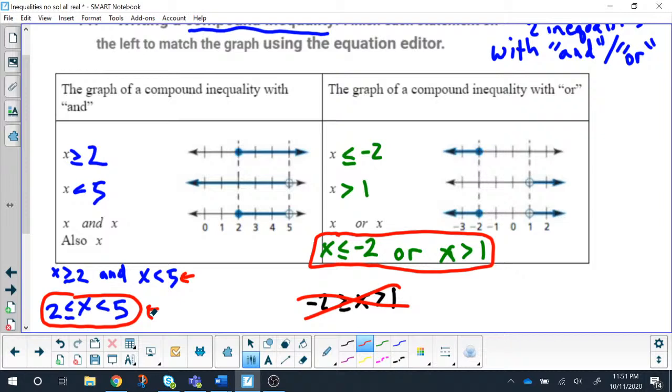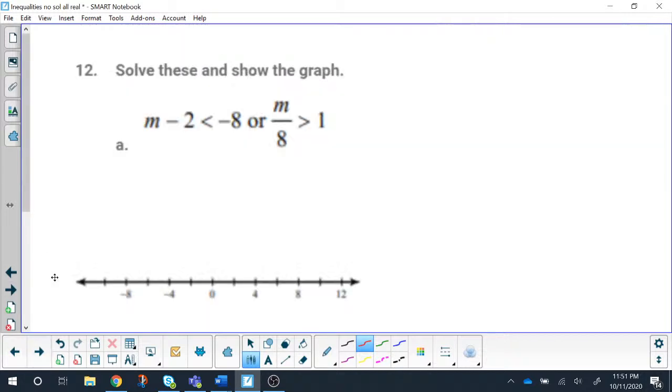So let's practice just a couple problems. Here we have our two inequalities. M minus 2 is less than negative 8, or M divided by 8 is greater than 1. Try to solve this. Pause the video. Check after you solved it. Did we do it the same?